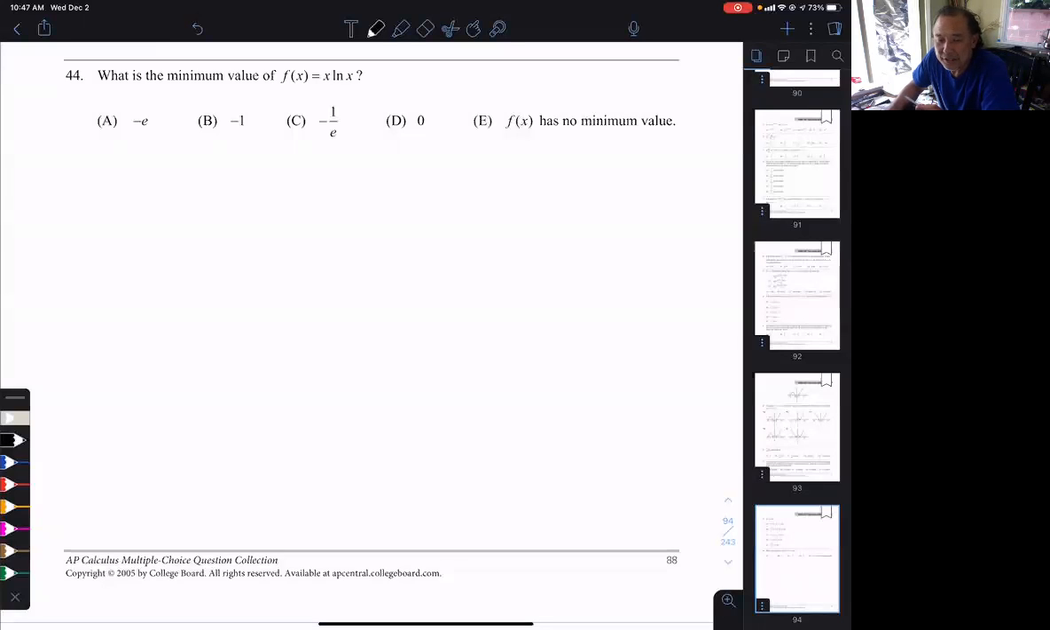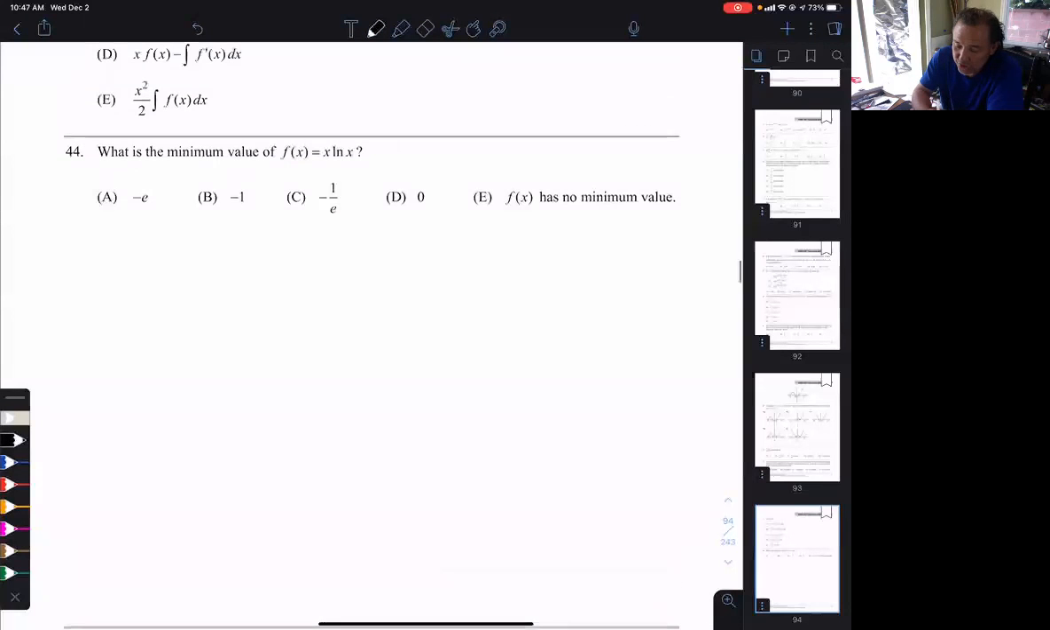This is 1993, number 44. They want the minimum value. Now, minimums occur at critical points or endpoints. So what does this graph look like?